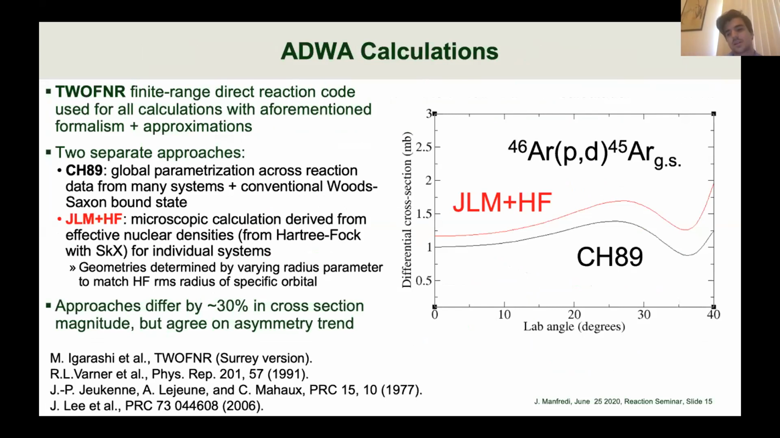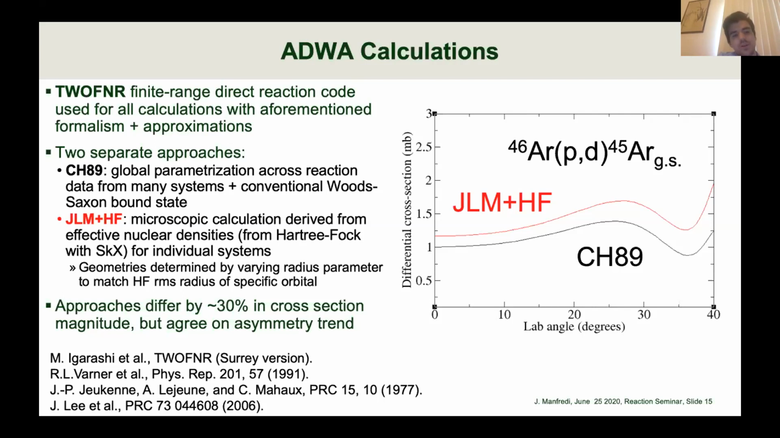So like I talked about earlier, this is all using ADWA. We use the 2FNR code for all the calculations as discussed before, and there are 2 separate approaches that we use. One is using the Chapel Hill 89 global optical model, which is parametrized across a fit to lots of different reaction data from lots of different systems, and uses just a conventional Woods-Saxon bound state potential. The other approach is using the JLM optical model with Hartree-Fock calculated nucleon densities.